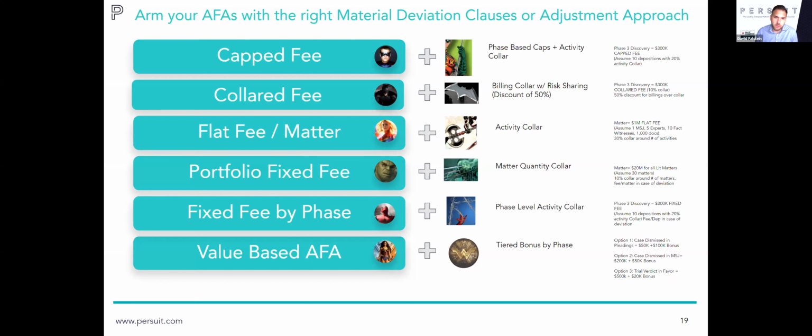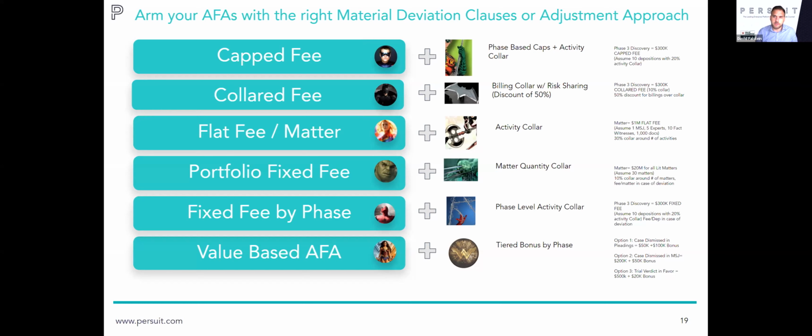With each of our AFAs here, we've given you a suggested approach to handling changes in scope. With a cap fee, for instance, you can engage in phase-based caps with an activity collar. Rather than just saying, here's an overall capped fee of $1 million to handle the matter, the best practice is to set a cap at each phase, still define your assumptions in each phase, and then set a collar around those assumptions.